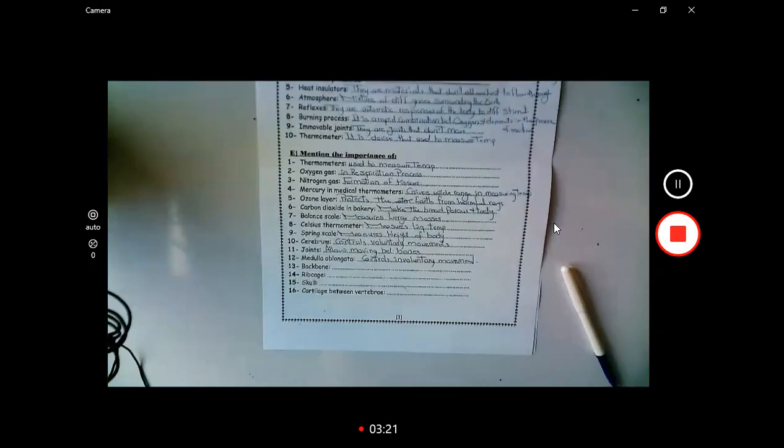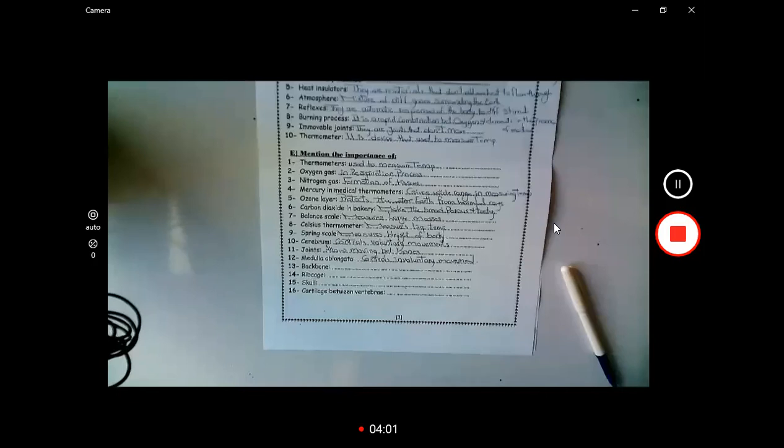Mercury in medical thermometer, I have 5 uses or 5 reasons why we choose mercury. You can choose any one. What is the importance of mercury? It measures the temperature. How? It gives wide range in measuring temperature. For example, we can say it is a good conductor of heat so it can give accurate reading. It doesn't stick to the wall. These are also properties of mercury, and in the end it is used in measuring temperature. Okay.